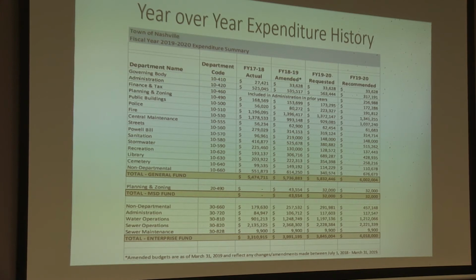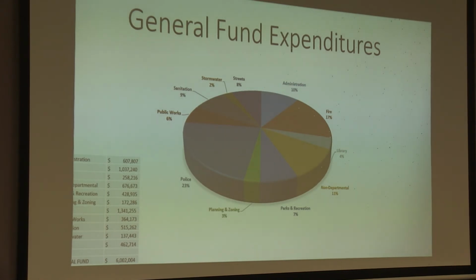Figure 2 gives a breakdown of general fund expenditures by category. And I should note that, not surprisingly, the public safety expenditures for police and fire represent 17% and 23% respectively, 40% combined, of the total expenditures of the general fund.